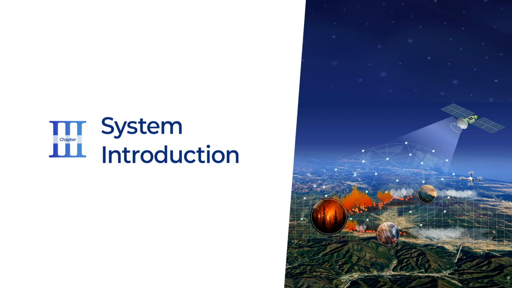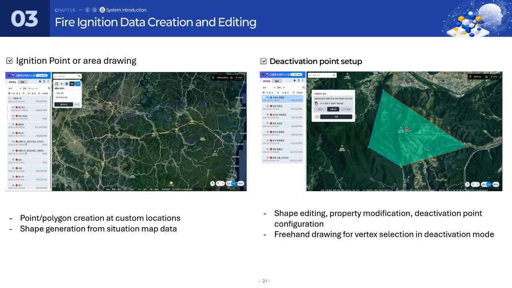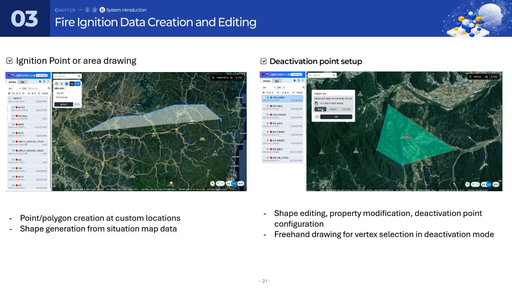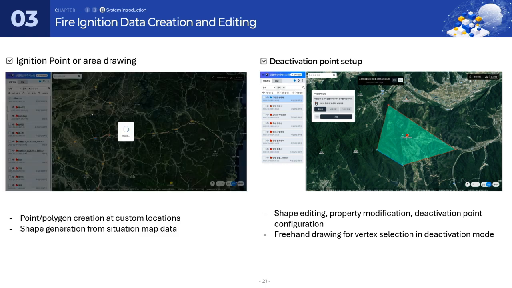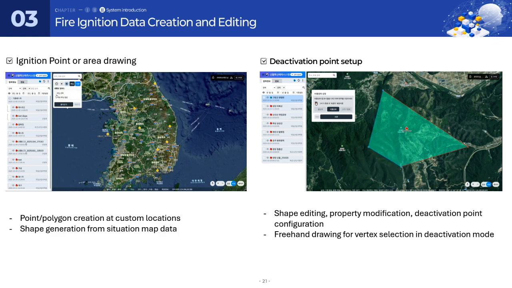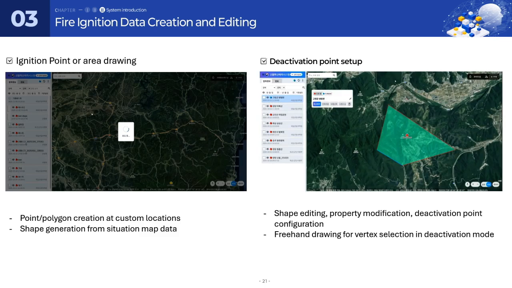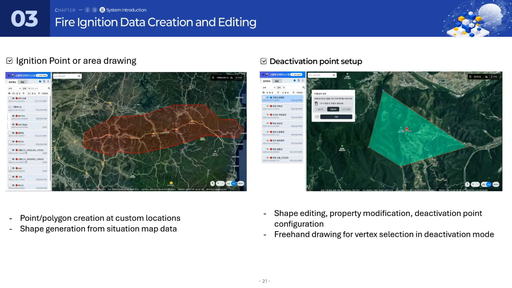Finally, let me show you the system we developed through this research. It has three main features. First up is the ignition information feature. You can move to any location you want and create ignition points or areas, and you can edit this after creating them. One notable feature, when setting inactive points and selecting vertices, we applied a freehand drawing method using OpenLayers.